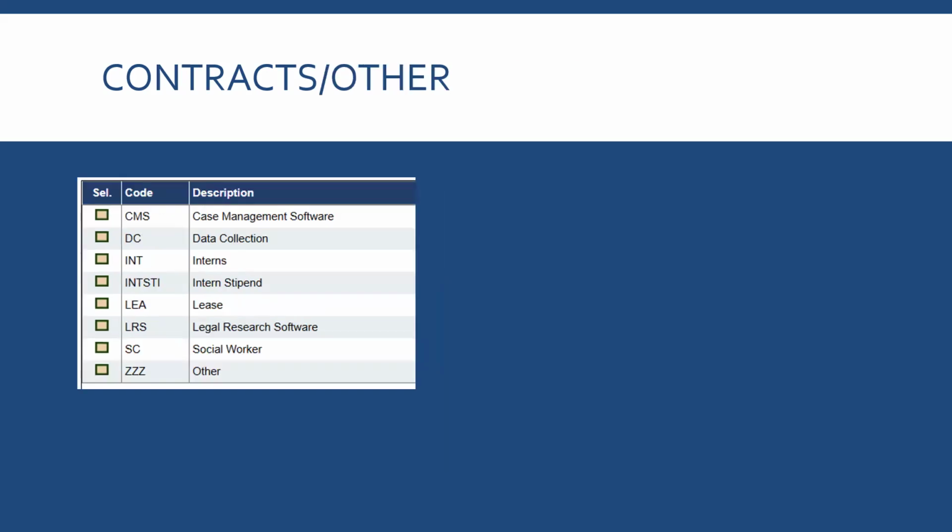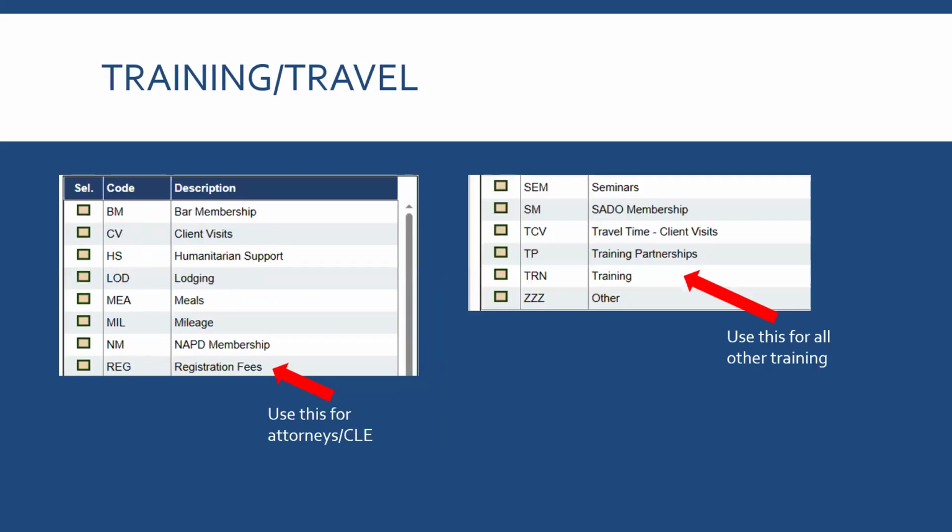We'll talk about these in a few minutes. But contracts other, this is where some of the more common things go that we're trying to collect information about, maybe the case management software or data collection, other interns. We used to have Westlaw here. Now we just have legal research software. Some people contract with social workers. Anything else that you have as well?